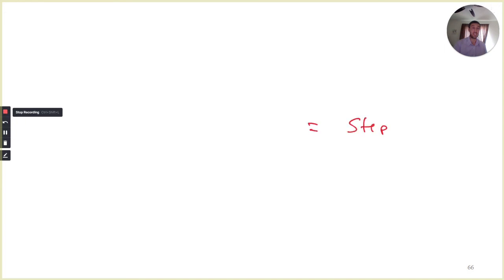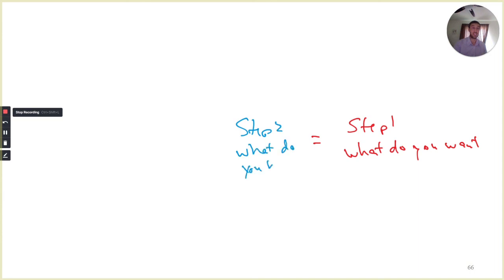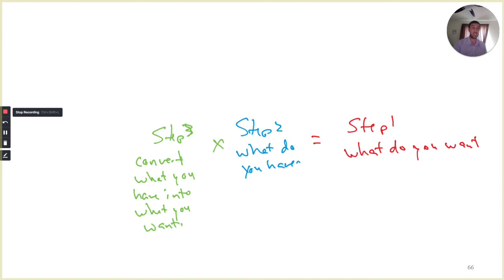Step one, what do you want? Step two, what do you have? Steps 3, 4, 5 are to convert what you have into what you want. So it's all about what do you want and what do you have? What do you want? What do you have? It's that process all the way through this.